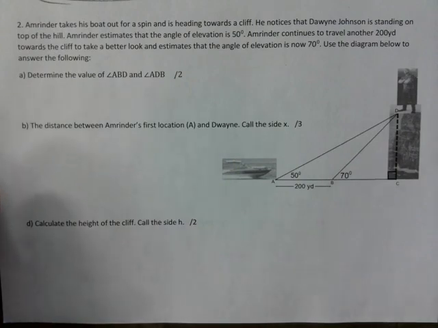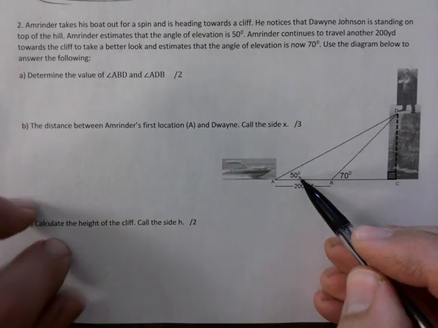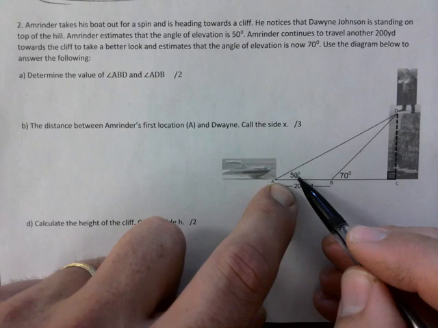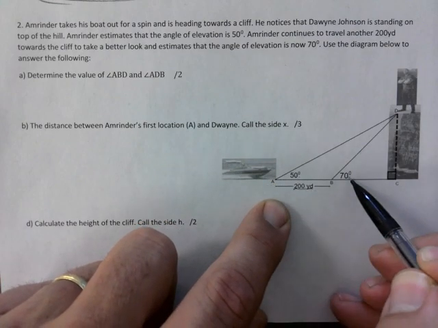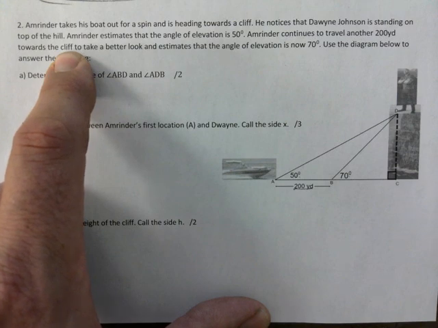A renter takes his boat out for a spin, heading towards a cliff, and notices Dwayne Johnson standing on top of the hill. The renter estimates that the angle of elevation is 50 degrees. There it is. There will be at least one triangle where it's going to be partially filled in, but some information you're going to have to fill into the diagram. So you should know that this is 50 here. He continues to travel 200 yards, and then it's 70, and it makes sense. The closer you get to something, the higher the angle of elevation is going to be, right? The bigger that angle.